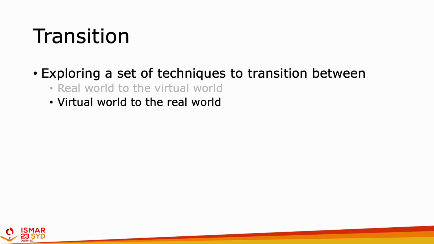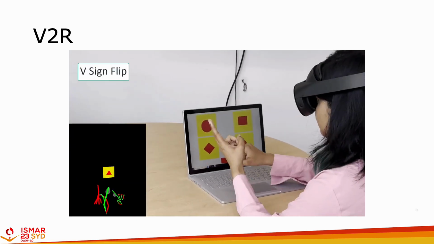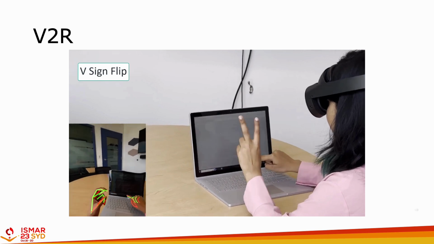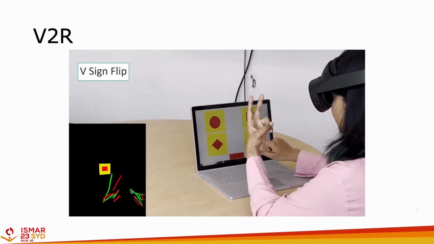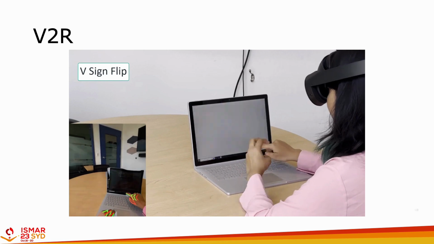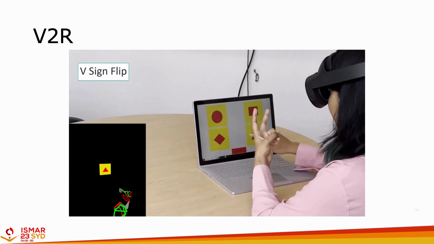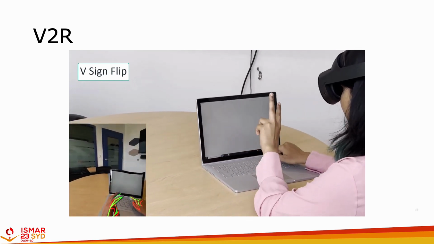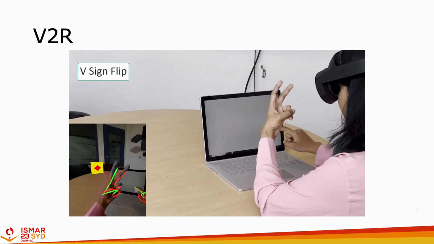For virtual to real world switching, information is displayed in the virtual world. The user sees the shape information in the virtual world and then switches to the real world for selecting what she saw from 4 options and then clicks submit.